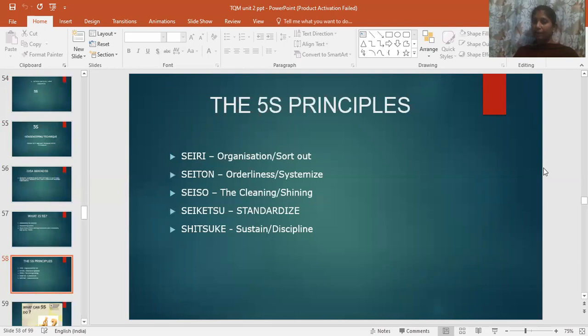So what is Seiri? It means sort out or organization. What is Seiton? It is orderliness or systematizing things. Then Seiso is cleaning or shining the floor. Then Seiketsu is making it standardized. Shitsuke is that it should be sustained for a longer time.